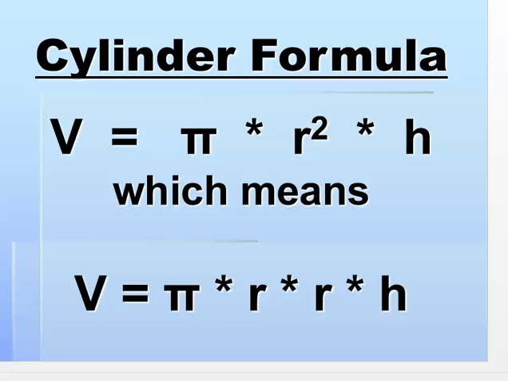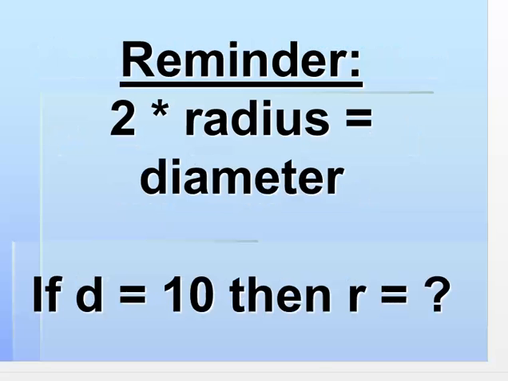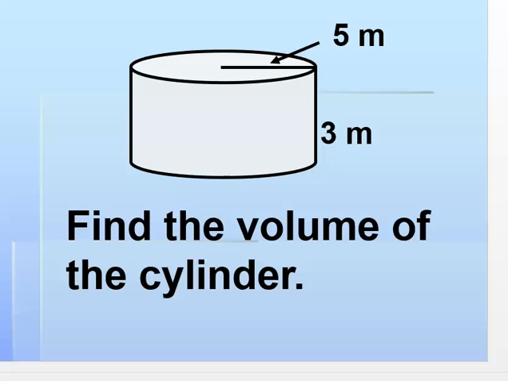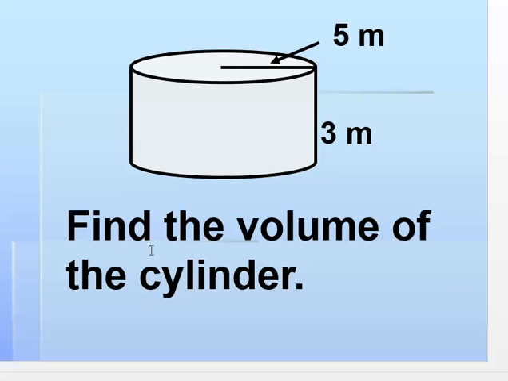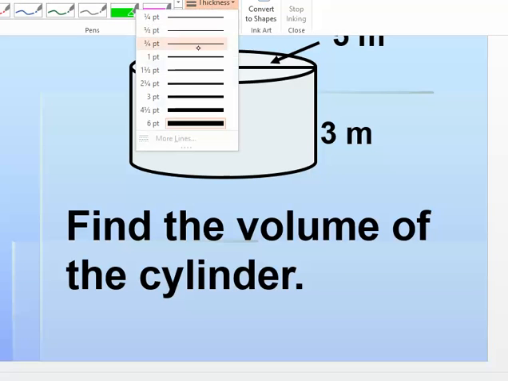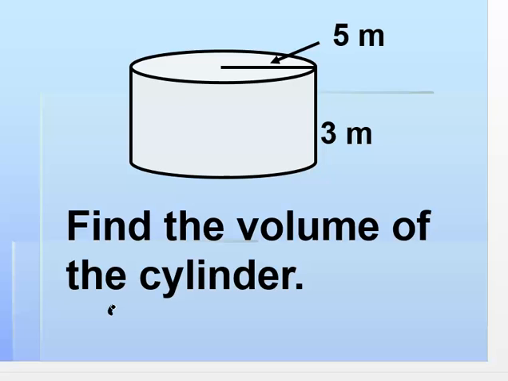That also means pi times radius squared times height. Reminder, 2 times radius is equal to the diameter. If the diameter is 10, then the radius is 5. Let's try this one here. Our formula: pi times radius squared times h.